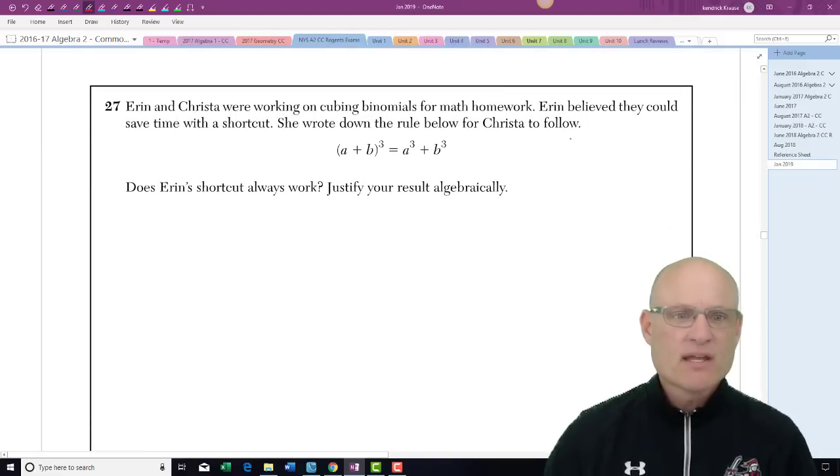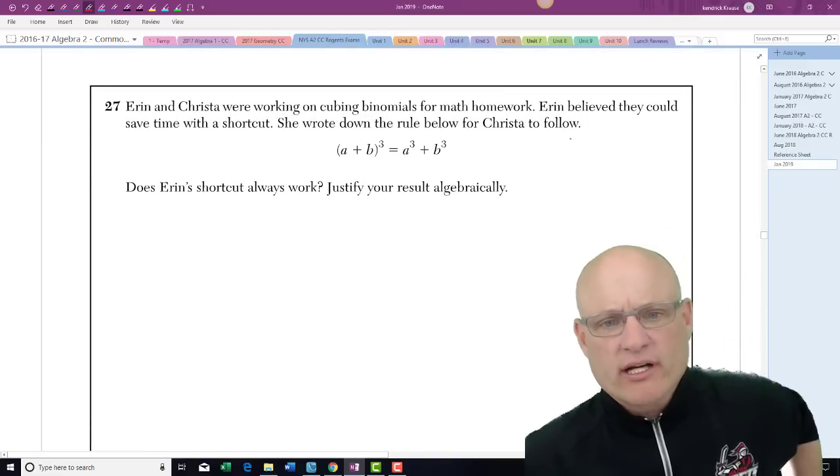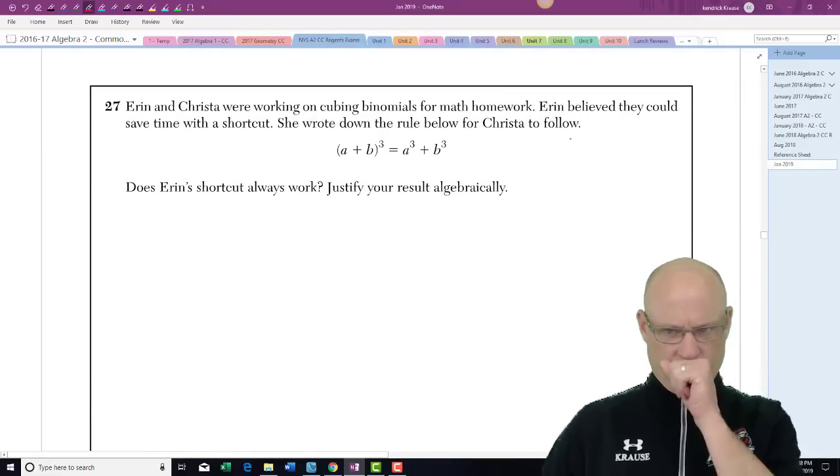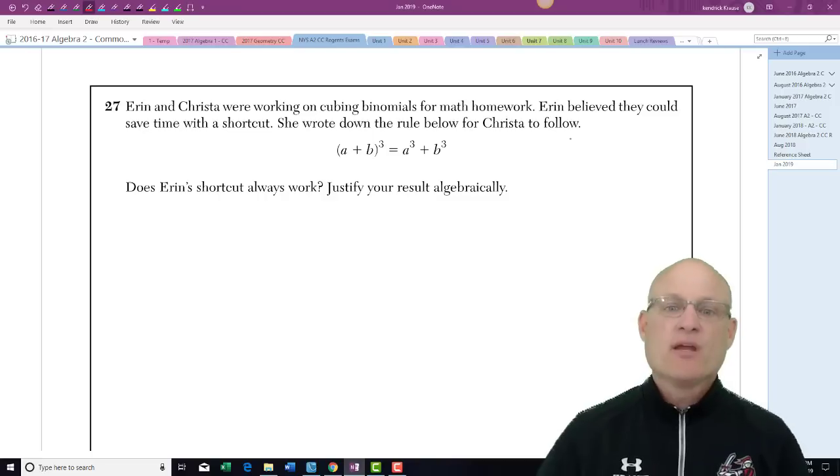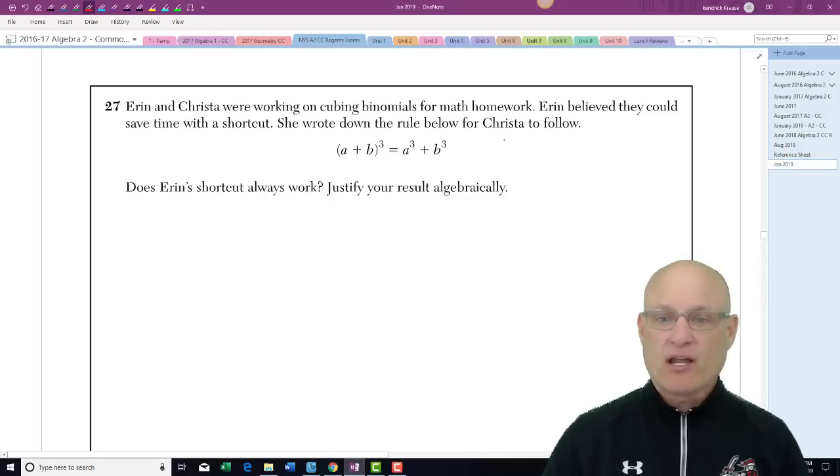Straightforward. Not too bad. Aaron and Krista were working on cubing polynomials for math homework. Aaron believed that she would save time with this wonderful shortcut. So she wrote down the following for Krista to follow. Does Aaron's shortcut always work? So the answer is no.